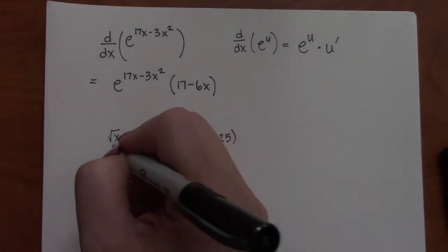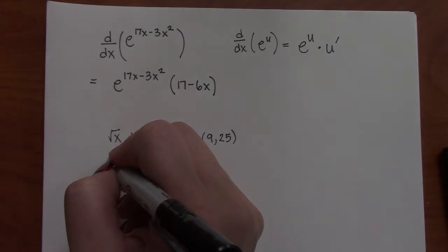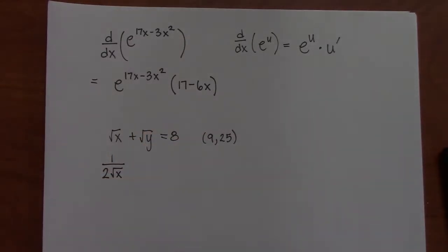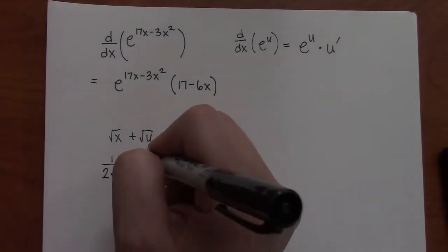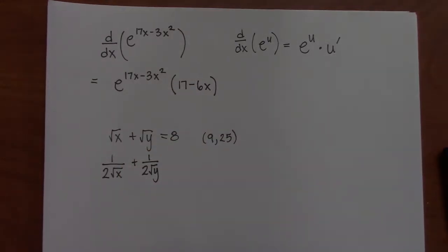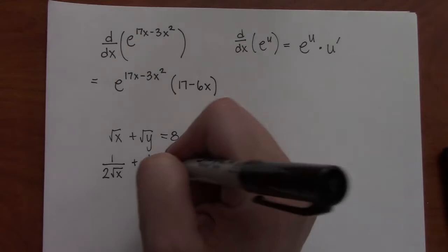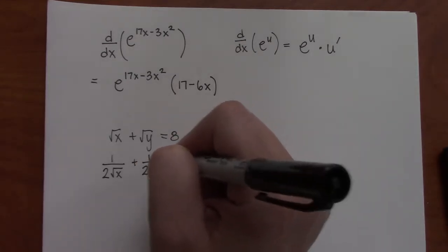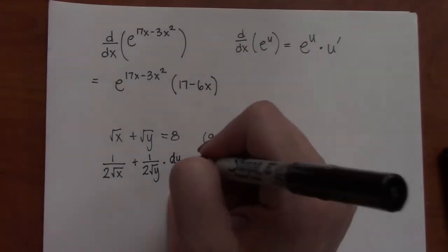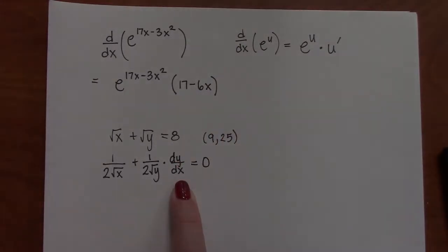So if we did that, the derivative of this guy is going to be 1 over 2 root x because it's 1/2 x to the negative 1/2, right? Same thing's going to be true of the y portion, right? It's y to the 1/2, so it's 1 over 2 square root of y, but we have to multiply this by dy dx because it's chain rule. So the derivative of the outside was this, the derivative of the inside is just dy dx. Then the derivative of 8 is 0.